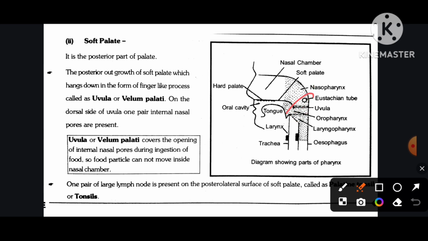Nasal chamber, soft palate, nasopharynx, tube, uvula, oropharynx, laryngopharynx, esophagus, trachea, larynx, tongue, oral cavity, hard palate.